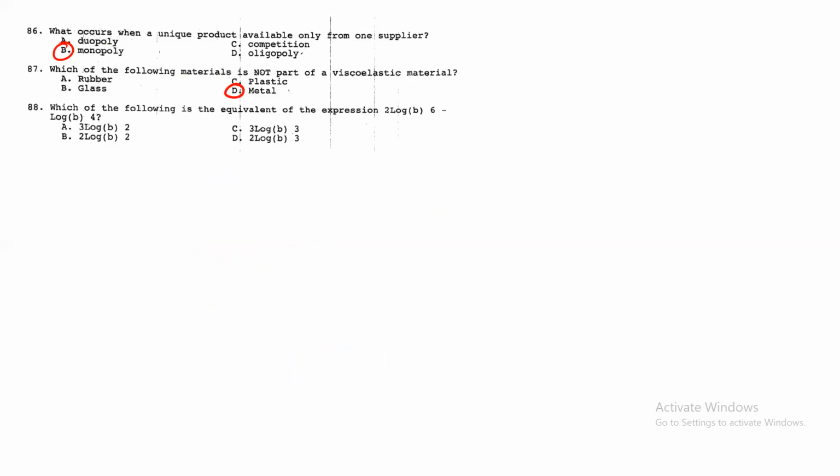So which of the following is the equivalent of the expression 2 log to the base b of 6 minus log to the base b of 4? So madali lang to, no? Mag-let lang tayo dito. So let b is kahit anong gusto mong number. So ang gusto kong number is e. So let b is equals to e.